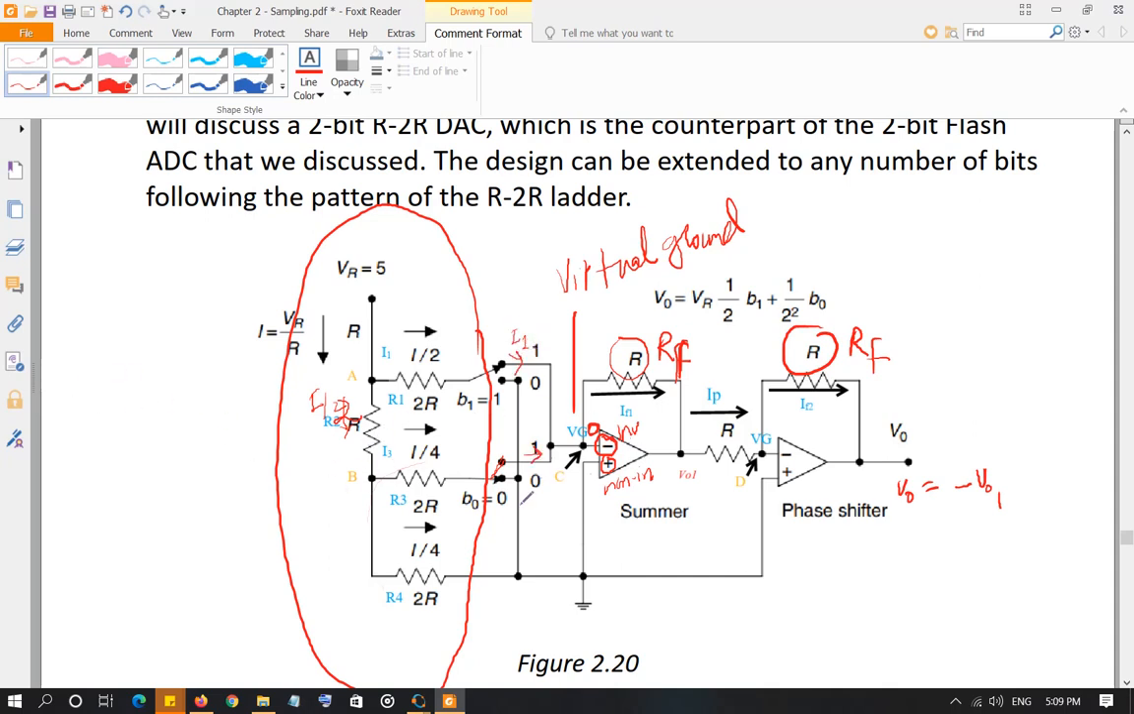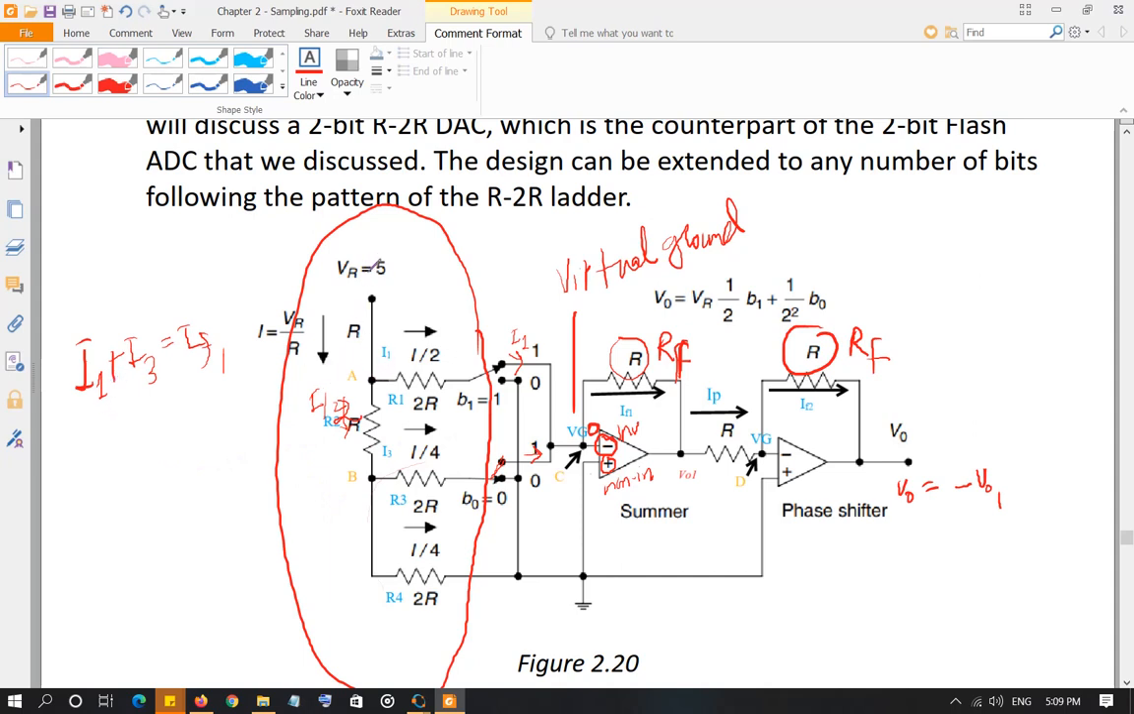So in that case, if I apply KCL at node C, I have I1 plus I3 equals IF, if I'm calling this IF1, so IF1, right? So what I'm going to get, I1 is what?